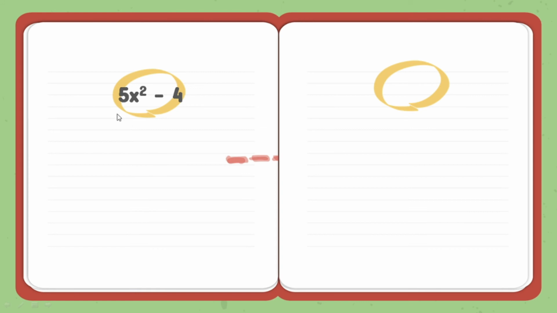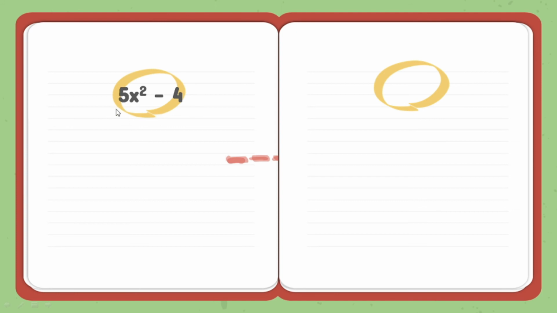Now, let's have this example. We have 5x squared minus 4. Let's see, what kind or type of algebraic expression is this? This is a binomial. Why? We have a first term and then a second term because there is involvement of a minus sign.